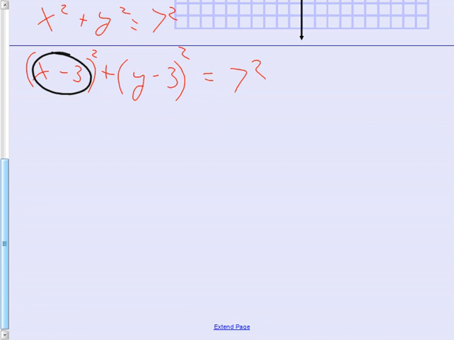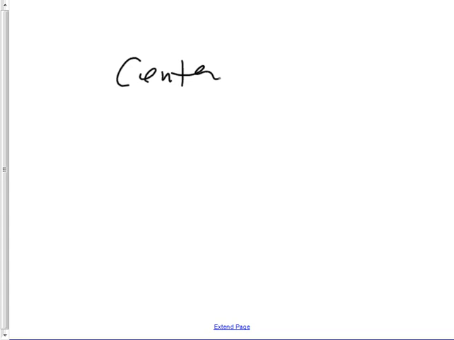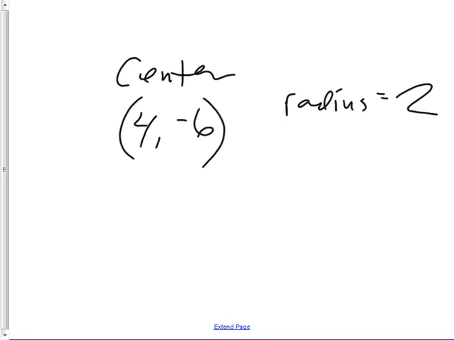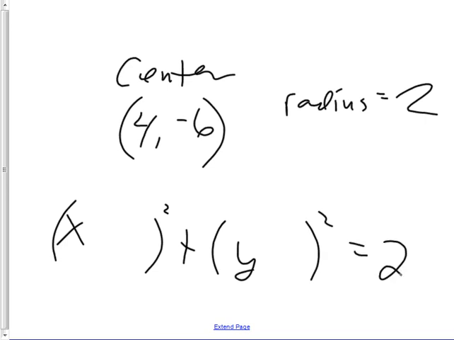So if the center was at 4, -6, and the radius was 2, here's what you do. X squared plus y squared equals 2 squared. Do you get the radius squared is easy there at the end? Okay, so then if the center's 4, -6, do you get that I would not use a 4 and a -6? I would use a -4 and a +6. See what I mean?